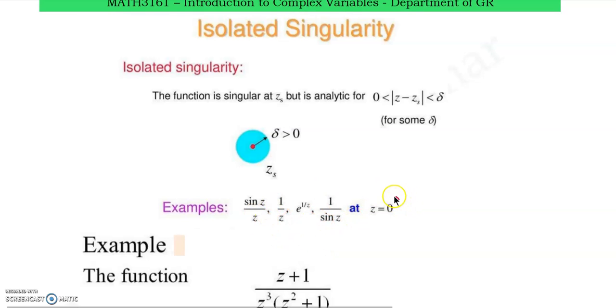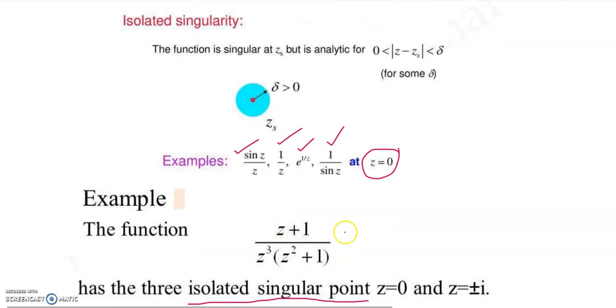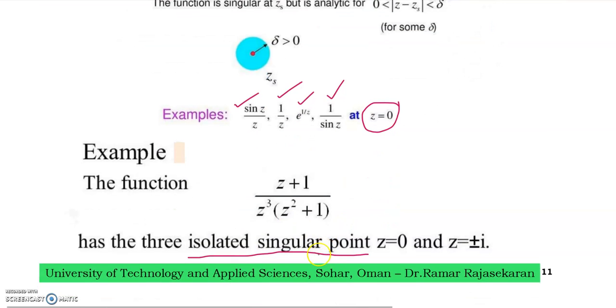This is also an example of an isolated singularity. Now you see here, z equal to 0 is an isolated singularity for this function. Now your function is like this. I can go to the denominator and write the isolated singular points, but if your function is like this, then how to find them, we will see in the examples.